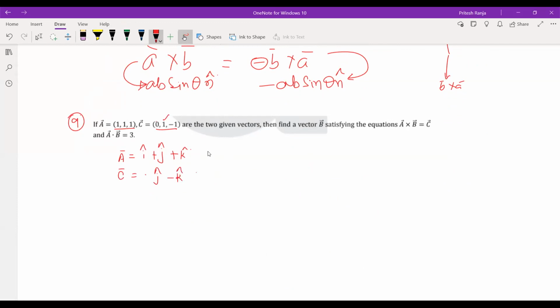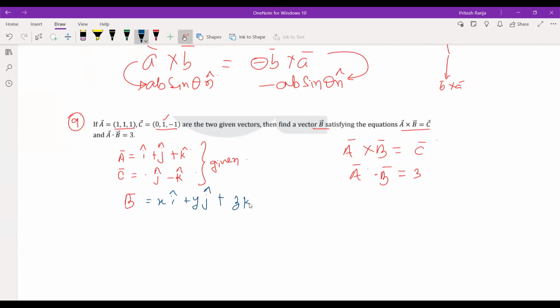These are two given vectors. Then find a vector b, you have to find another vector b satisfying the equations: a cross b is equal to c vector and a dot b is equal to 3. So first we have to find b vector. The b vector will have three coordinates. Let us take those three coordinates as x, y and z. If we are able to somehow find x, y and z, that means our work is done, right?